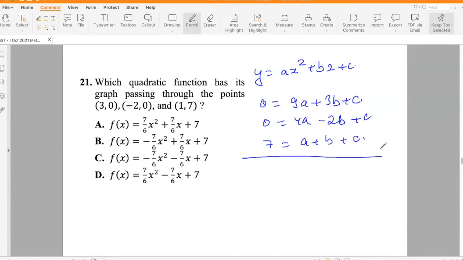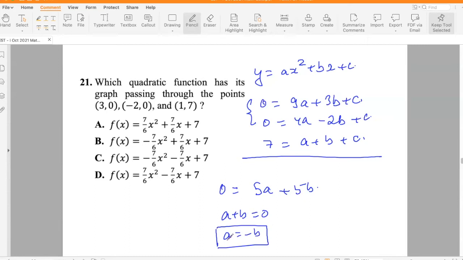So I have these 3 equations. Okay, now the first thing I can do is subtract these two. So I'll get 0 is 5a plus 5b. So that means a plus b is 0. So a is negative b. Okay, if a is negative b, then I can also use these two. So let me write that. 7 minus 0, 7, minus 3a plus 3b.